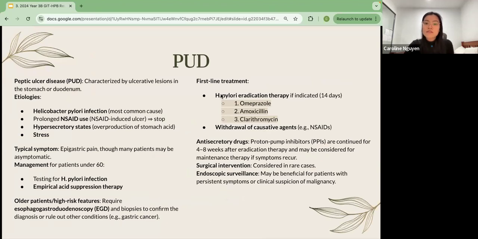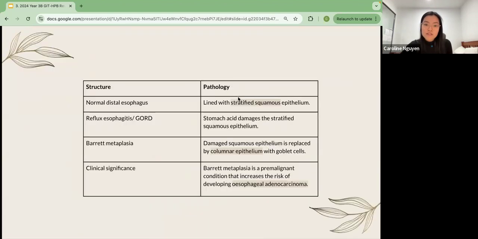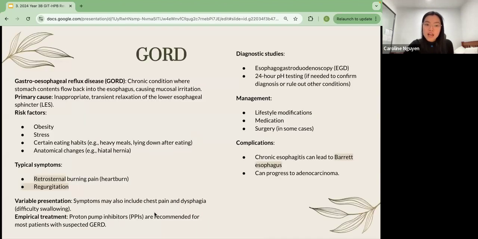this. If it's for H. pylori, you need omeprazole, amoxicillin, and clarithromycin. So remember, this is for treating an infection, whereas this is not an infection. This is just a problem with the sphincter causing the backflow of acid into the esophagus. So to treat this, we have lifestyle modifications, medications, and surgery sometimes.